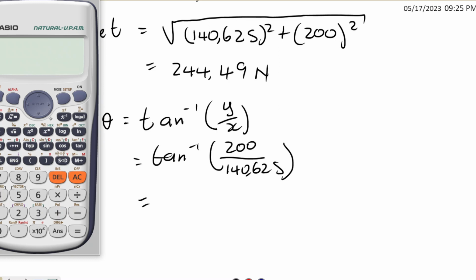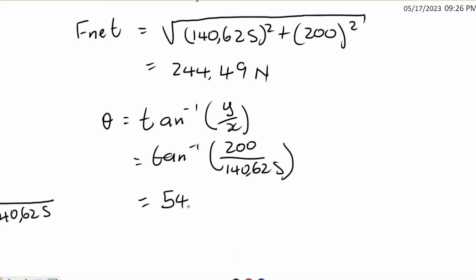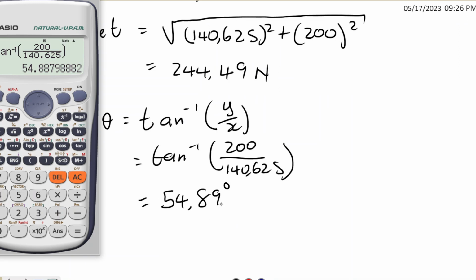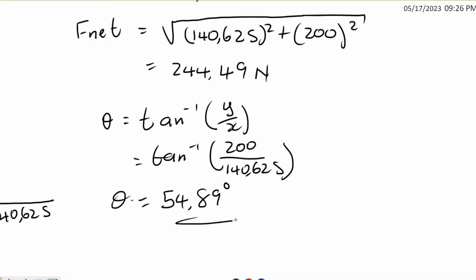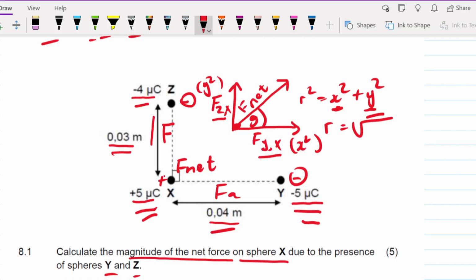So to find the direction of the net force, we press shift and tan inverse. Then we have a fraction of 200 divided by 140.625. Then we close the bracket. Then the angle would be 54.89 degrees. In case maybe in future they ask you to find the angle, that's how you find the angle.